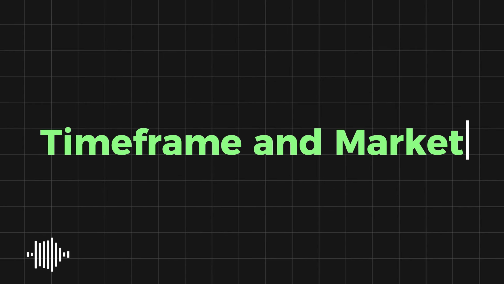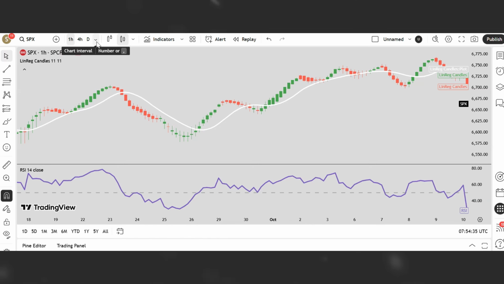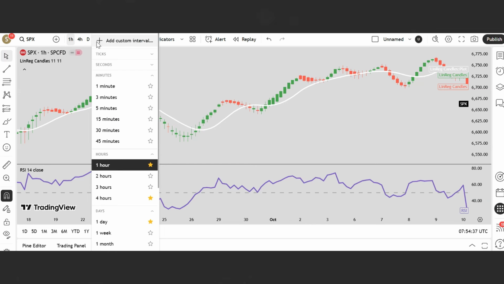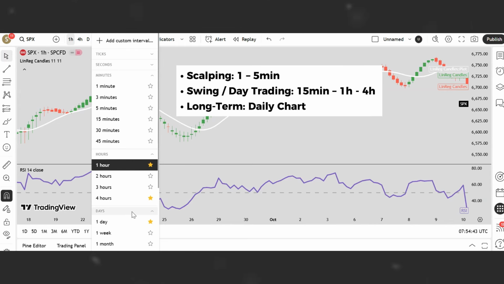Time frame and market. Now let's quickly talk about time frame and which market to trade. This strategy is flexible. You can use it for different trading styles. For scalping, use short time frames like 1 or 5 minutes. For swing trading or day trading, try 50-minute, 1-hour, or 4-hour charts. For longer-term trades, daily charts work best.